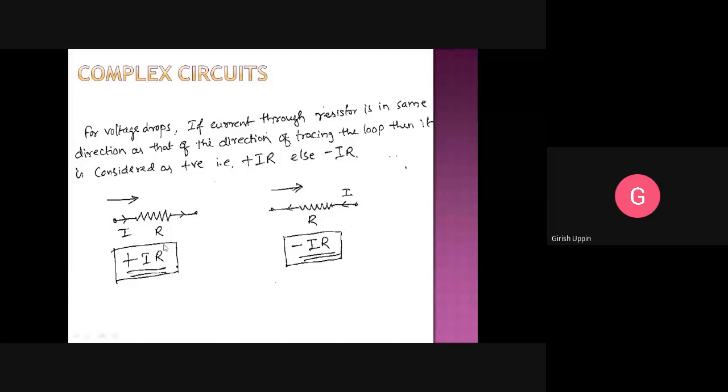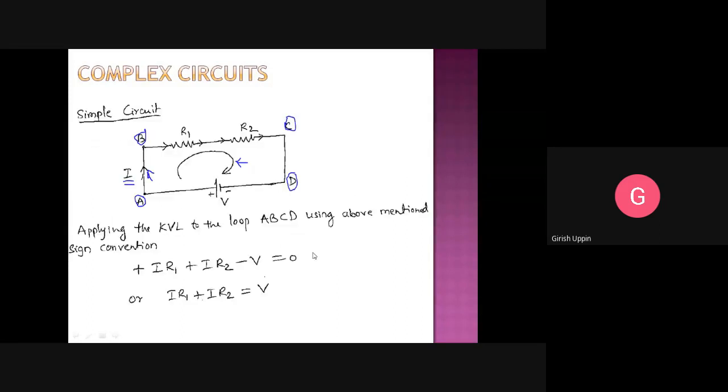And for the voltage drops, if the direction of tracing and the direction of current both are the same, then we take that as a plus voltage drop, that is plus I into R. If the direction of tracing is opposite to the direction of the current, then we will take it as a minus voltage drop, that is minus I into R.